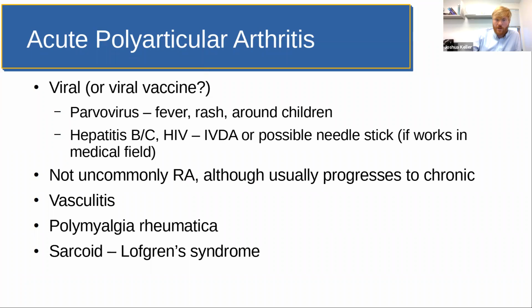So acute polyarticular arthritis, viral, the first thing that you think of would be a viral arthritis. So again, those daycare workers, asking about rash, asking if the children had the slapped cheek rash, parvovirus. And then any IV drug abuse history, any potential needle sticks, if you're in the medical field, just thinking of hepatitis and HIV.